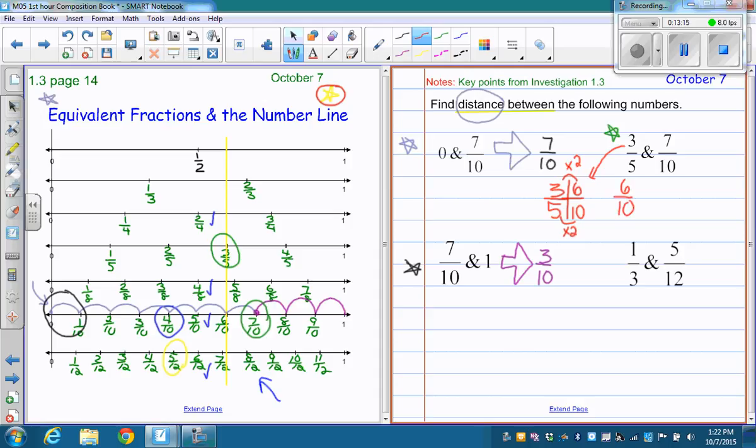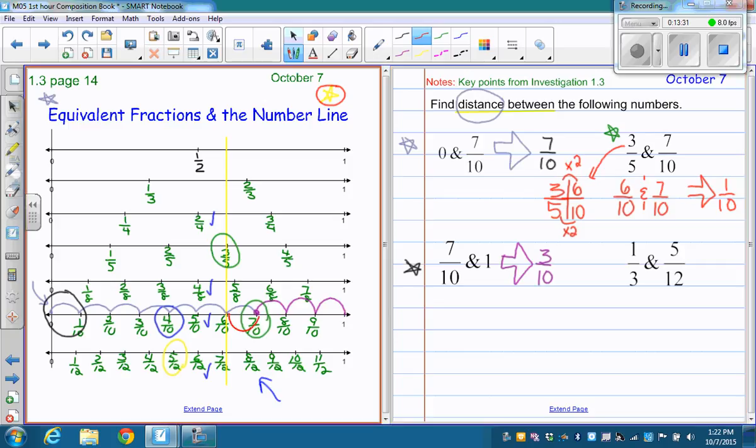So to answer the question, we could just figure out the distance between 6/10 and 7/10. And of course, that is just one jump of size 1/10. Because between 6/10 and 7/10 is just one jump, and the jump is the size of 1/10.